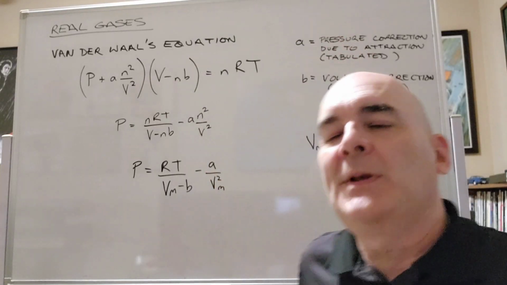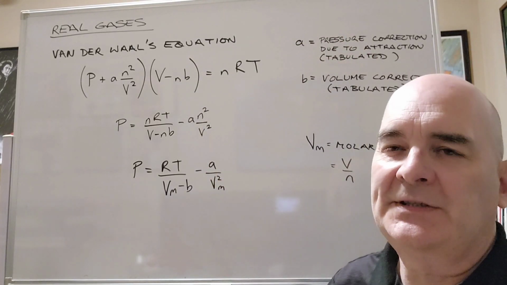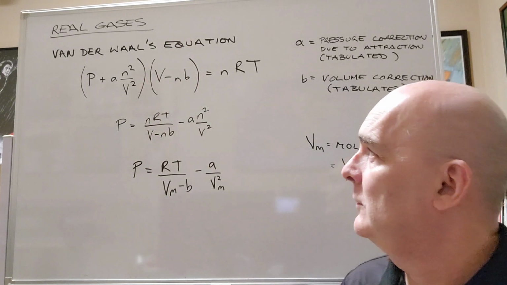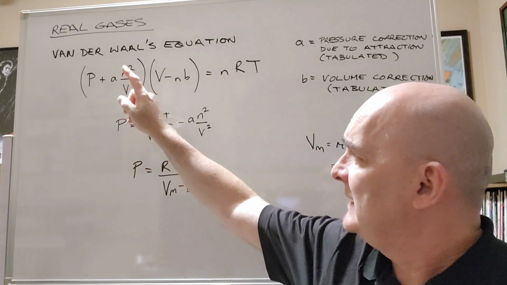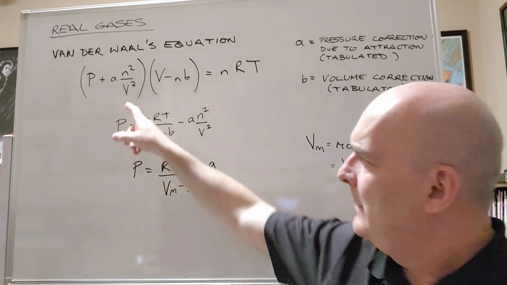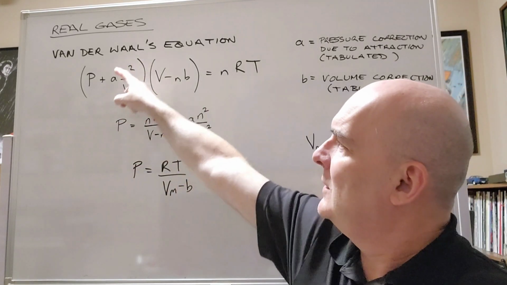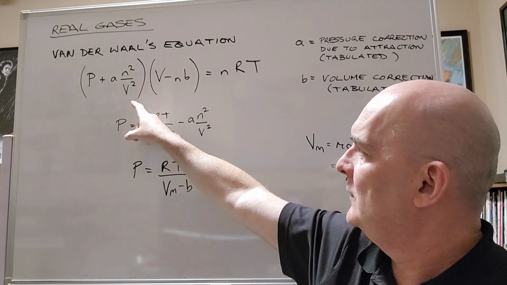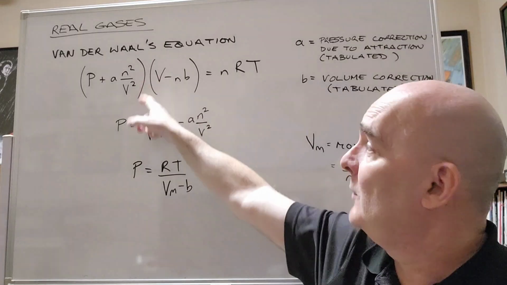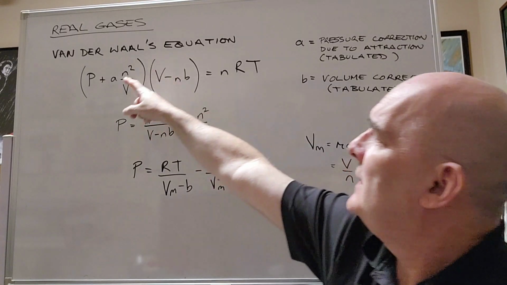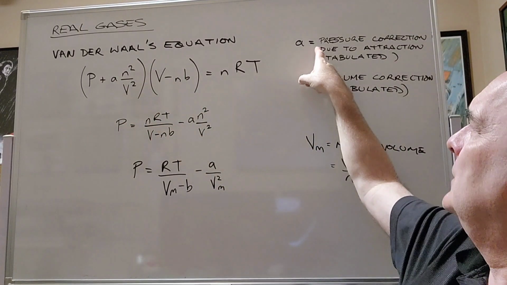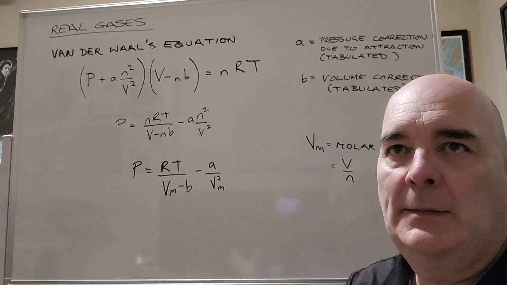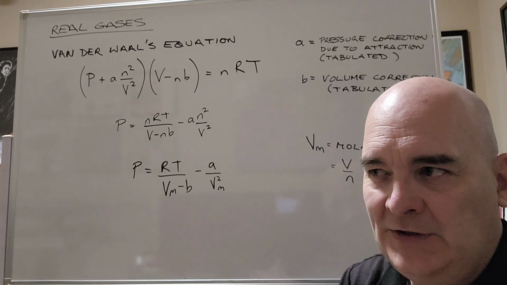Probably the simplest way of quantifying real gases is to look at the van der Waals equation for a real gas. It still says PV equals nRT, but now there is this term added to the pressure. It is an² over V². n is just your number of moles, V is your volume.